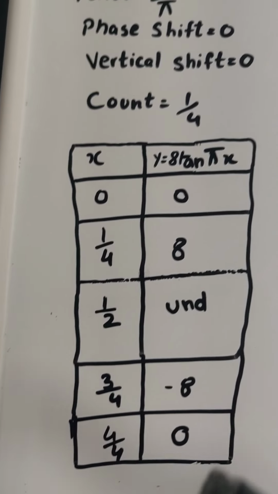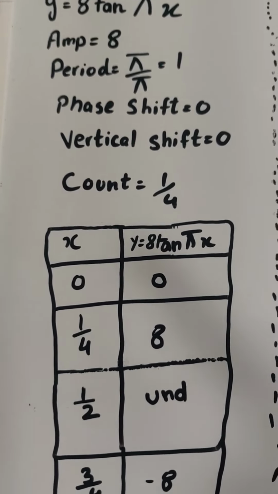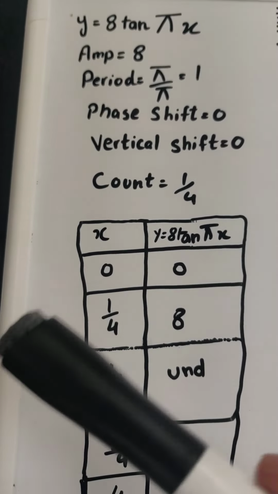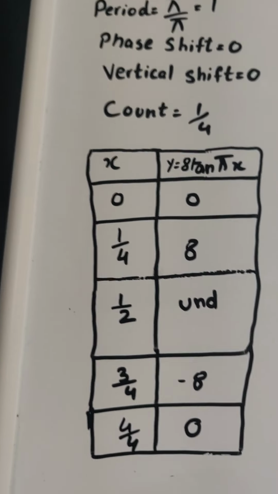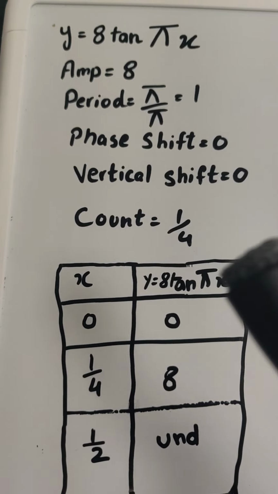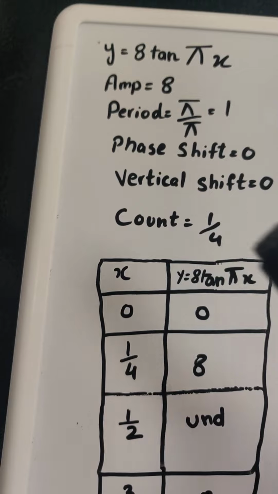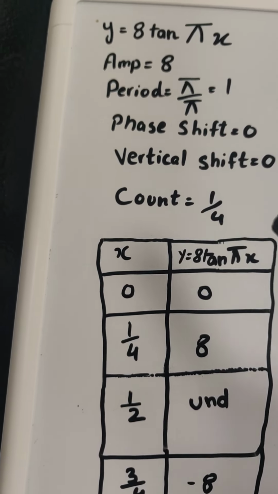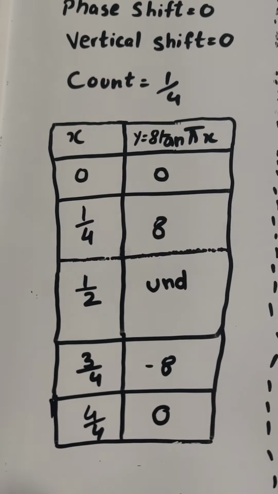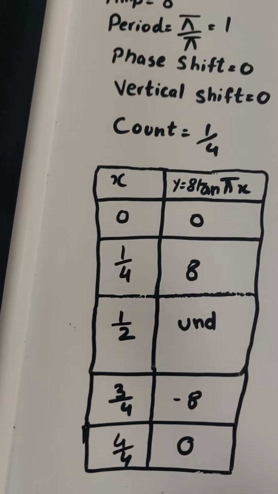We go to 3 by 4. It is y equals 8 tan 3π by 4. At 3π by 4, it is the same as π by 4 but in the negative sense, so it is negative 8 there. 4 by 4 is 1, so tan of π is what? It is the same as 0 but in the negative direction. So it is 0 again. We know sine is 0, that's why tan of π is 0 divided by cos of negative 1, which is still 0.